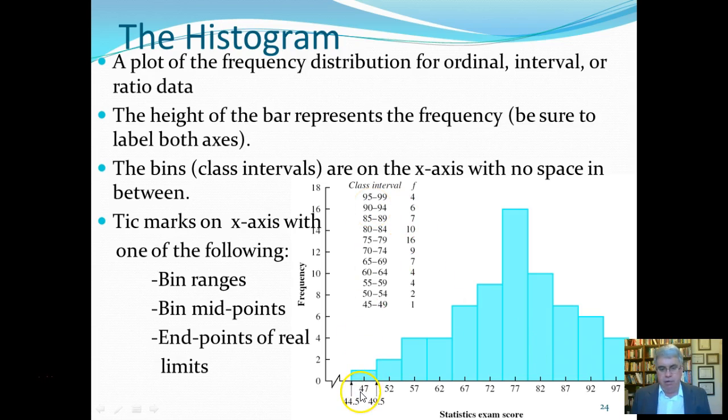We could also put the bin midpoints, like we have here: 47, 52, 57, 62. That's a midpoint. We could also put the endpoints of the real limits, like 44.5 to 49.5, then 49.5 to 54.5, and mark at the beginning and end of each bar. Whatever we do, we've got to do it clearly. I personally like putting the bin ranges or the class interval underneath each bar, and in fact that's what Excel tends to do also.